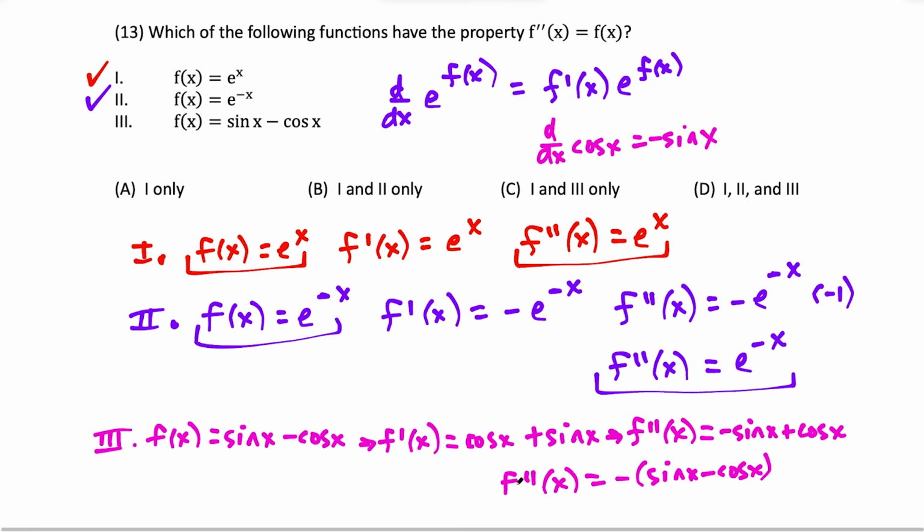So if we look at the original f of x, our second derivative here, notice that it is the opposite of what we started with. We just multiply our first function f of x by negative 1, and it gives us our second derivative. So these do not match. So Roman numeral 3 is out. So it's 1 and 2 only, choice B.